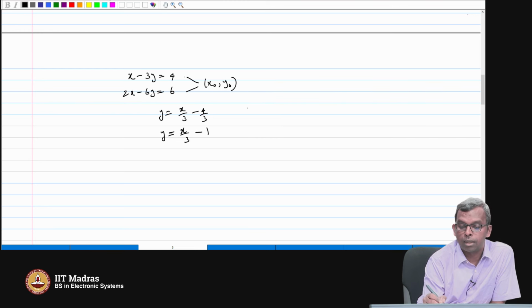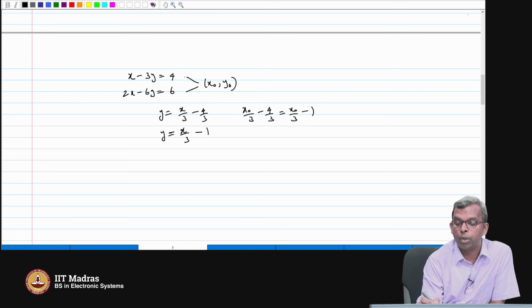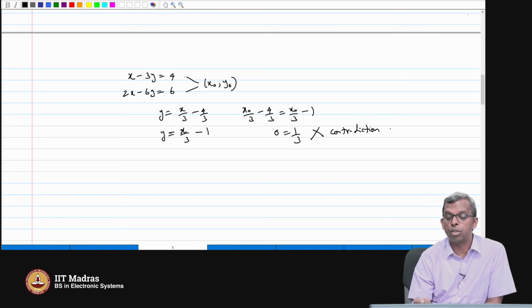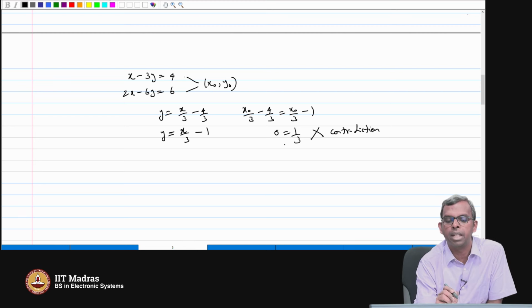So if you write down x naught, y naught, you get y naught equals x naught. So you can just blindly equate these two, right? So x naught by 3 minus 4 by 3 equals x naught by 3 minus 1. Guess what? X naught by 3 cancels here, and you get this really ridiculous statement that 0 equals 1 by 3, which is a contradiction. So by a logical argument starting with these two equations, you are getting a contradiction, which means some crucial assumption you made in the beginning is wrong, or somewhere along the way is wrong.